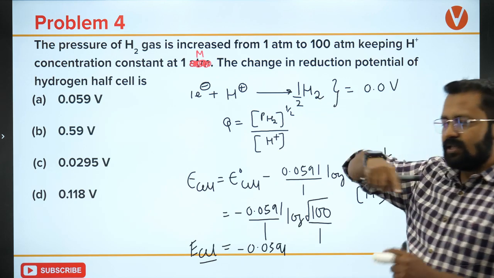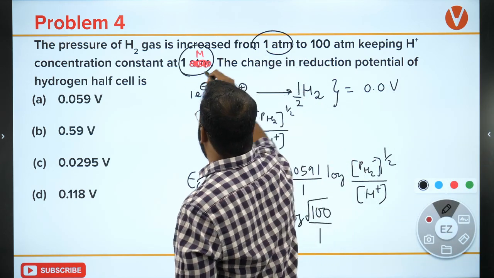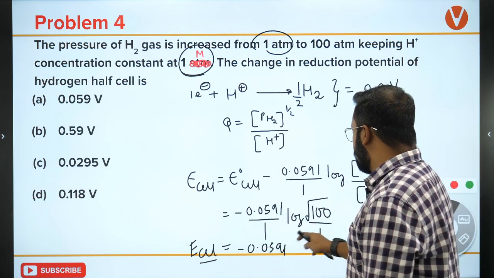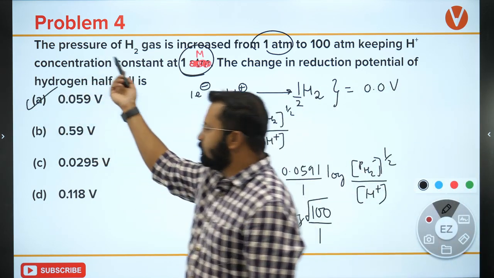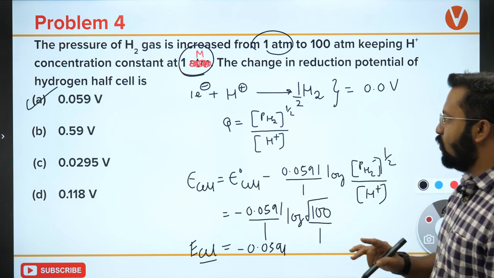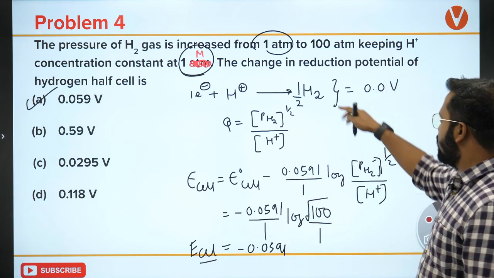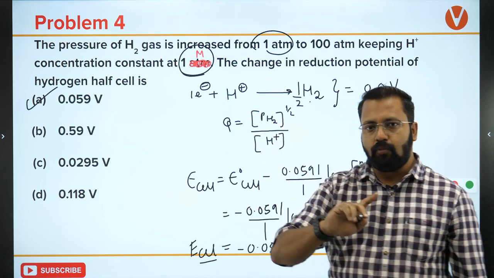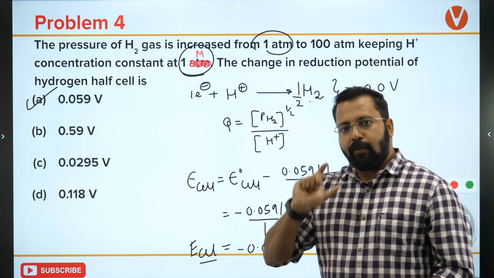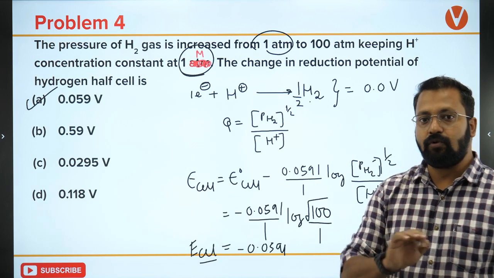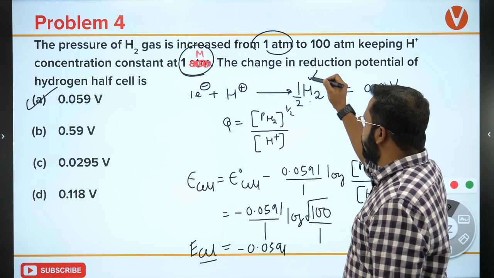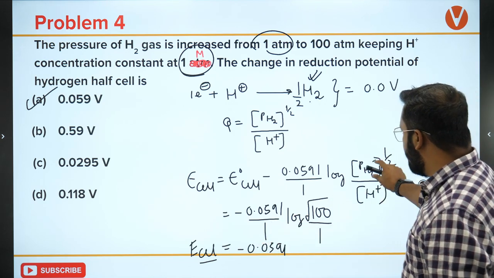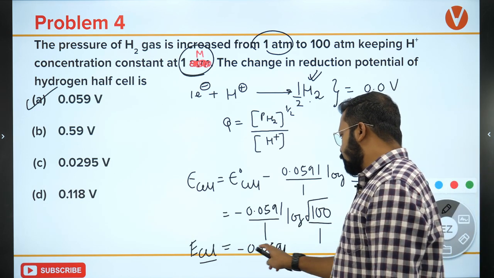Now when it was 1 atmosphere and H plus ion concentration is 1, that makes it a standard hydrogen electrode, whose potential is 0 volts. Now it is becoming minus 0.0591. So what is the change? The change is 0.059. Is that understood? If the hydrogen pressure is 1 atmosphere and the concentration of H plus is 1 molar, then it is a standard hydrogen electrode with a potential of 0 volts. But as soon as you change the pressure, the potential starts to change. That is the use of the Nernst equation. So in the Nernst equation, put the pressure as 100, the power 1/2 applies, and this comes out to be 0.0591.